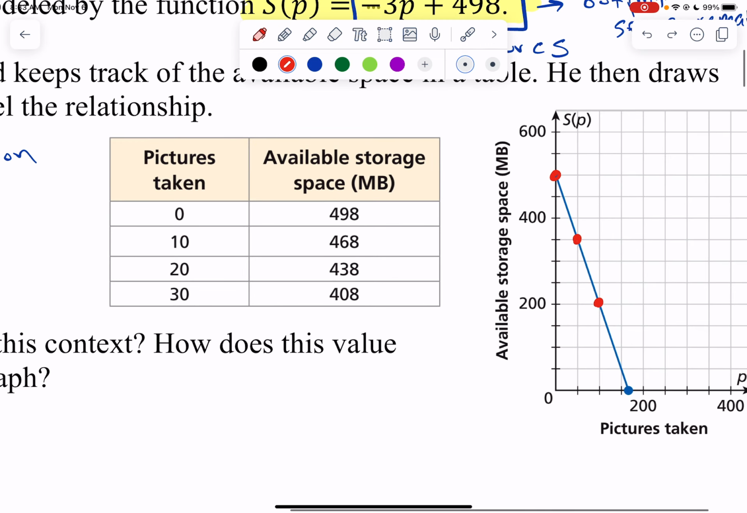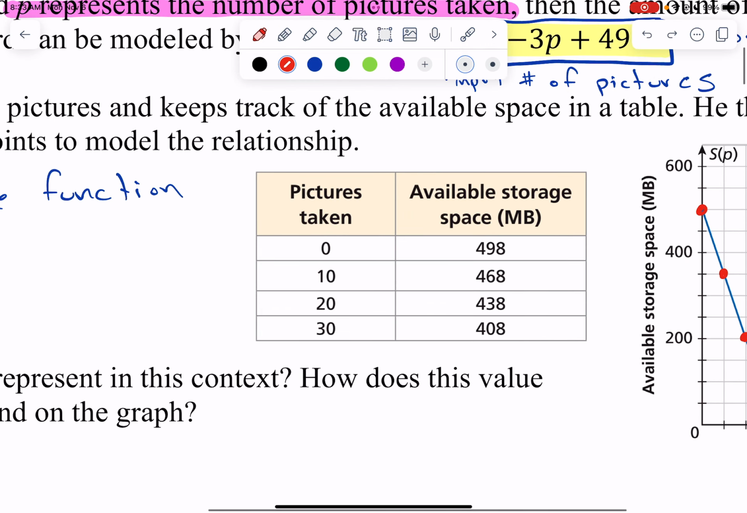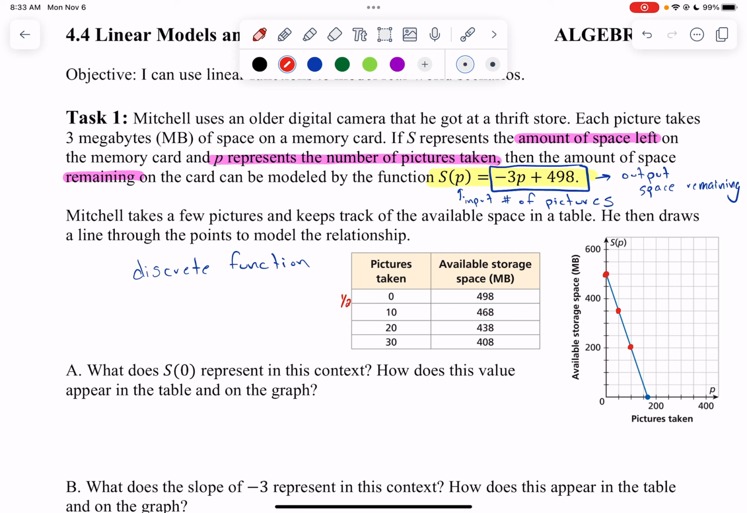That doesn't mean that I can have an input of half a picture. Not possible. You take 1 picture, 2 pictures, 3 pictures. I can't have halves. But we draw the graph in such a way that it looks like we can, just to help us model what's happening. So it is a discrete function, but we're going to draw it continuous to make predictions from it.